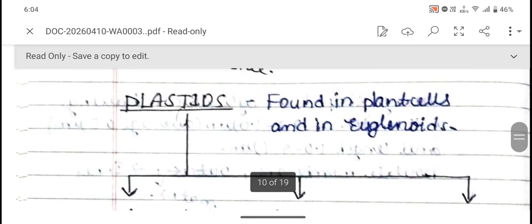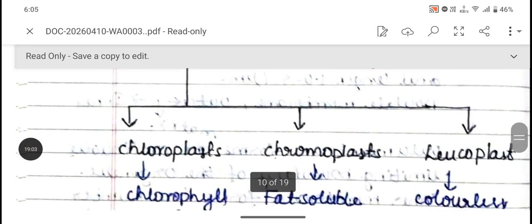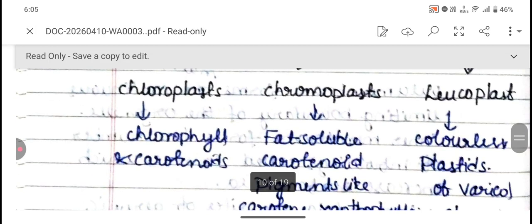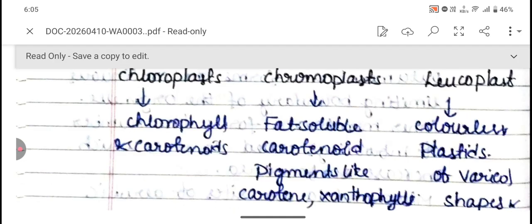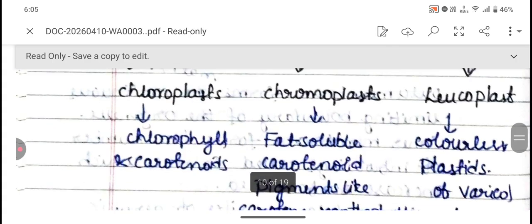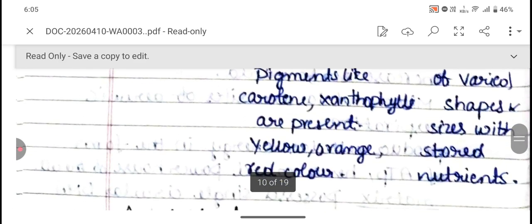And the plastids. This is one difference between a plant and an animal cell. The plant cell and euglenoids contain plastids, whereas plastids are absent in an animal cell. The plastids are of various types: chloroplast, chromoplast and leucoplast. Chloroplast consists of chlorophyll and carotenoids, and chromoplast consists of fat-soluble carotenoid pigments like carotene and xanthophyll. Leucoplasts are colourless plastids of varied shapes and sizes that store nutrients.